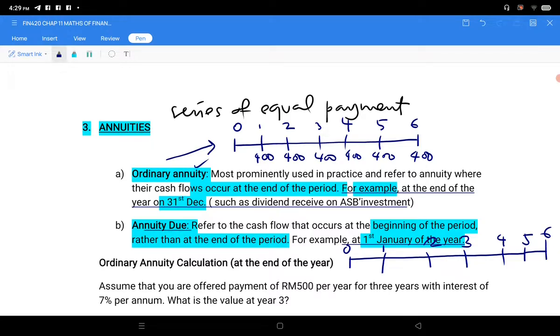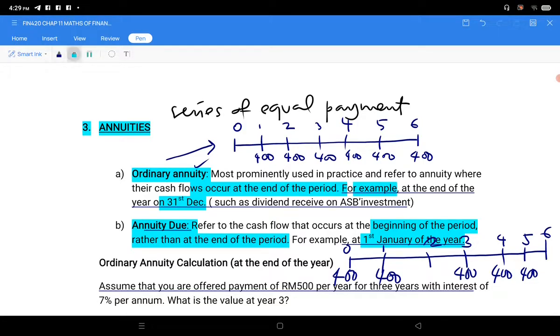Dan if it's annuity due, the cash flow ataupun payment yang berlaku 400 tadi, dia akan start at 0. Perhatikan dia tak sama. 400 over here, 400 over here, 400, 400, okay, over here is also 400 and stop kat situ. Okay, because they start dekat 0, so early of the 5th year dia dah berhenti dah. Contoh if the payment is for 6 years.